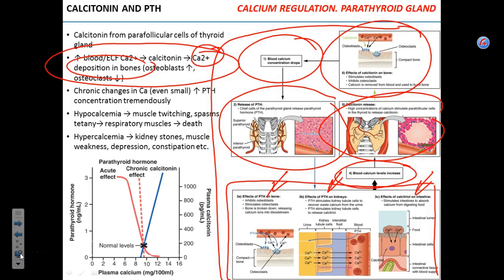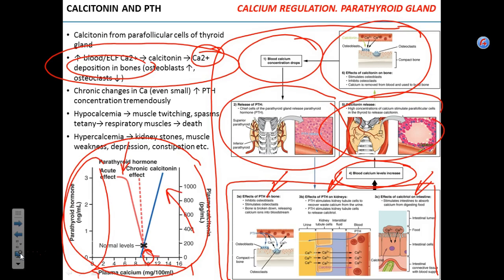Okay. Now this is kind of an interesting graph right here. So on the y-axis, sorry, on x-axis, it's the concentration of calcium in the plasma. Can you see on the bottom? Here's your normal, about 9.5. On y-axis, on the left, concentrations of parathyroid hormone, it's red. Here, concentrations of calcitonin. So you can see even small changes in blood calcium.